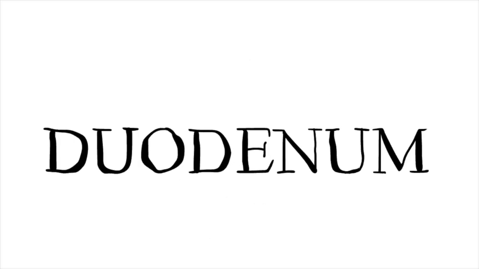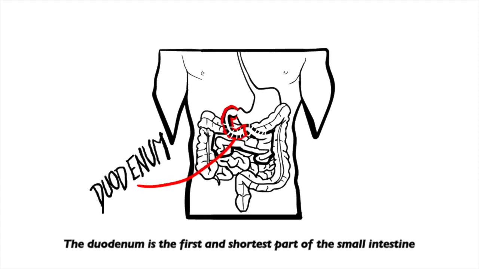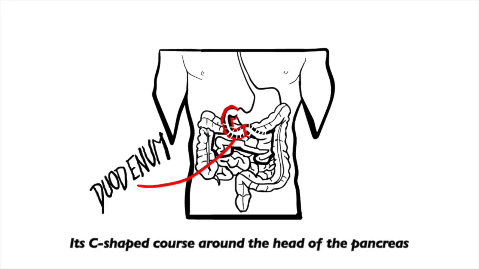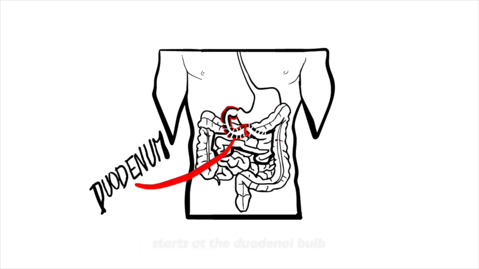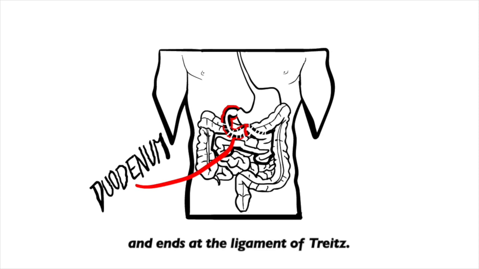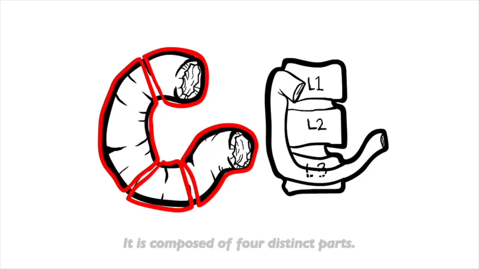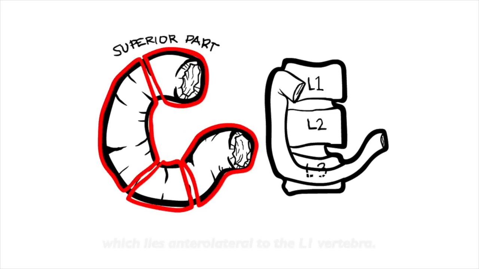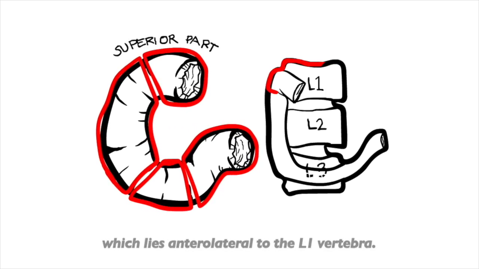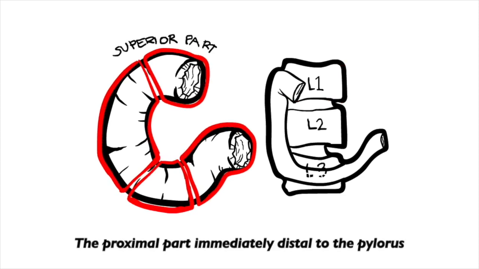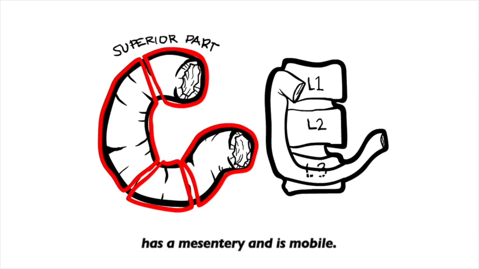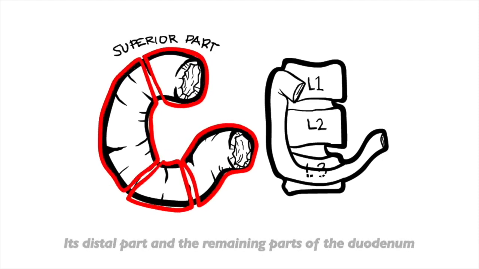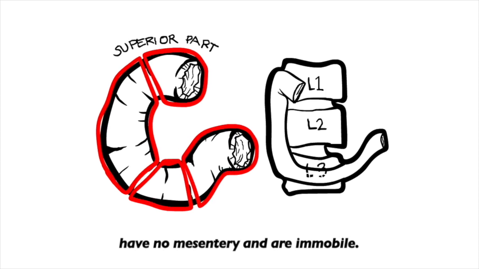Duodenum. The duodenum is the first and shortest part of the small intestine with a length of 25 centimeters. Its C-shaped course around the head of the pancreas starts at the duodenal bulb and ends at the ligament of Treitz. It is composed of 4 distinct parts. The first is the superior part, which lies anterolateral to the L1 vertebra. The proximal part immediately distal to the pylorus has a mesentery and is mobile. Its distal part and the remaining parts of the duodenum have no mesentery and are immobile.